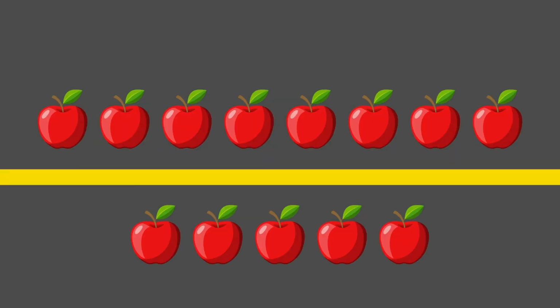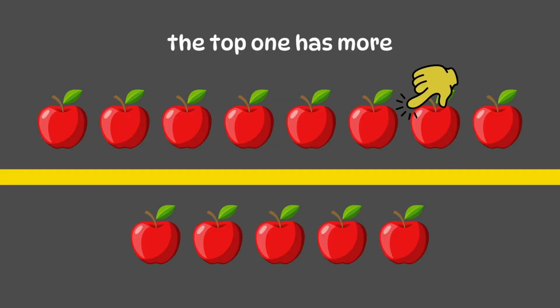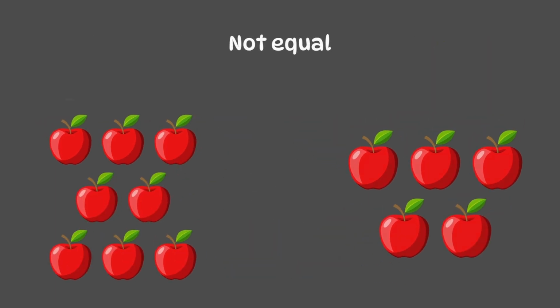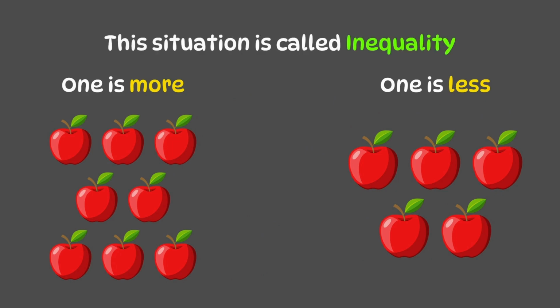Here are two rows of apples. Are they same? No. The top row has more apples. So, these two amounts are not equal. When two numbers are not same, one is more and the other is less. This situation is called inequality.